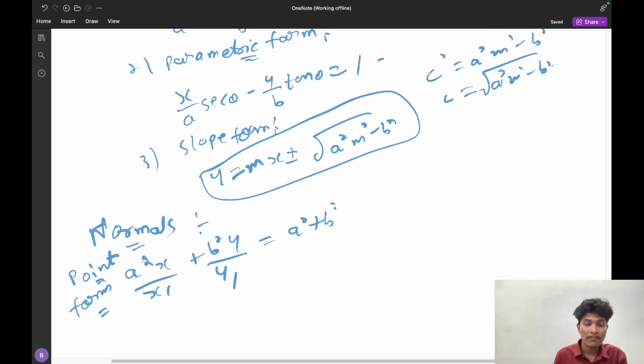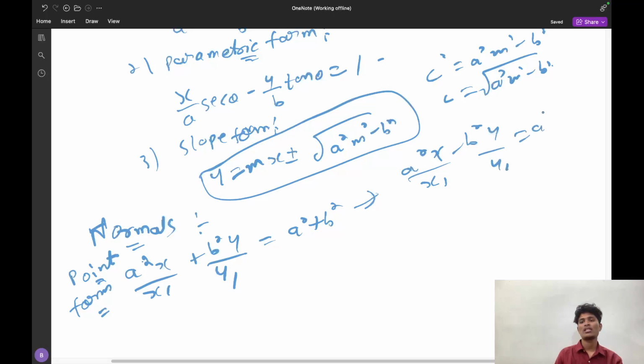The point form is a square x divided by x1 plus b square y divided by y1 is equal to a square plus b square. If you observe carefully, the equation a square x divided by x1 minus b square y divided by y1 is equal to a square minus b square is the equation of normal in the point form for ellipse.